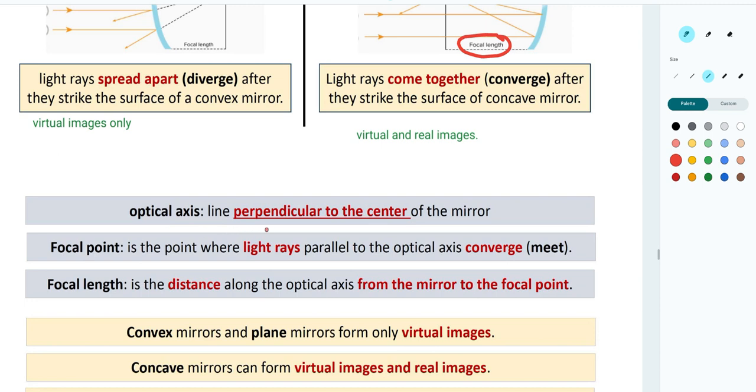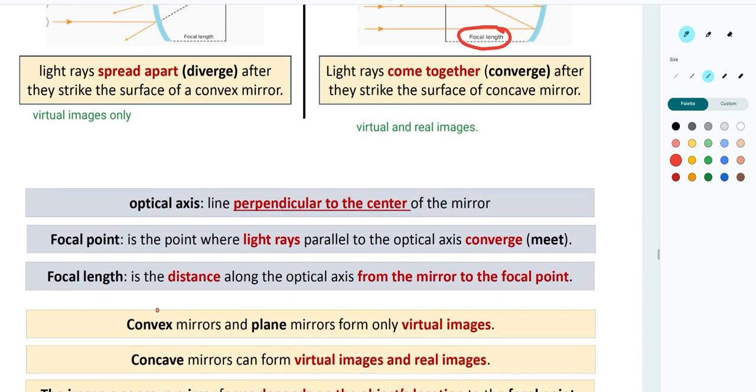And here we go with those definitions. Optical axis, perpendicular to the center of the mirror. Focal point is where light rays parallel to the optical axis converge, and the focal length is the distance from your mirror to your focal point.